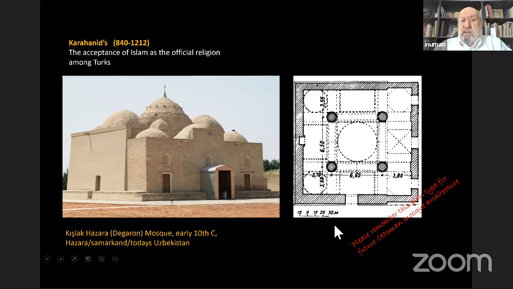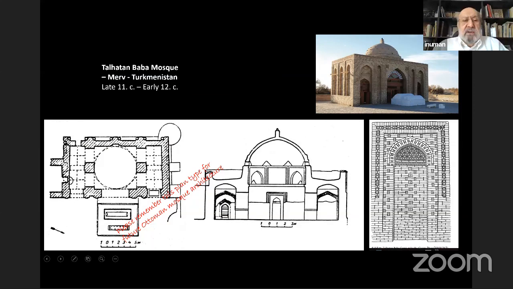They use the central dome with four iwans, and on the corners some smaller domes. And also there is another typology, which is again a central dome, but on the sides there are some vaults, like in the Talat Ambaba Mosque. Again, this is very important for the future mosque architecture in later Ottoman period. So remember this plan type as well.